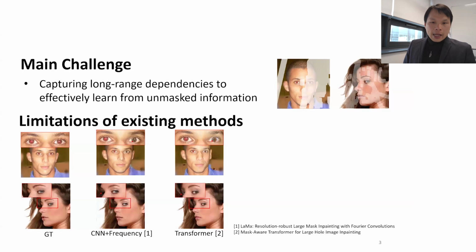If we use CNN-based networks, usually it doesn't work quite well because a convolutional neural network has a limited receptive field and therefore is not very effective in capturing long-range dependencies.